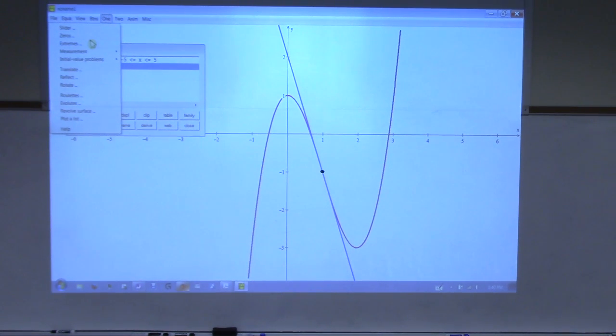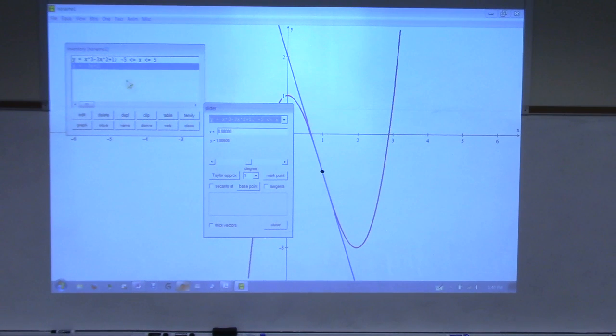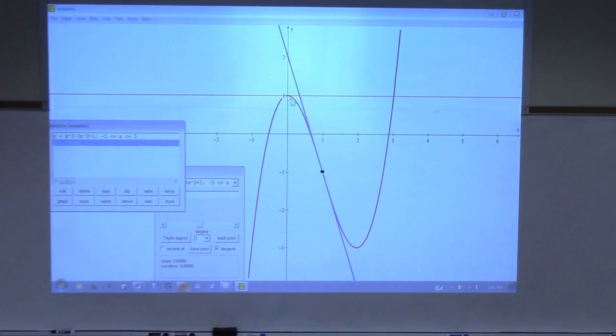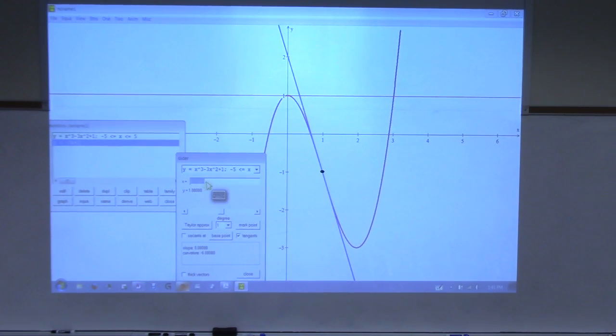Where is it? Slider, I think. Tangent. Base point. I don't know if y'all can see it. See that flat line up there? That's the tangent line that the computer graphed because I told it to go to 0. But I want to move that out to an x value of 1. So if I do that, it just moved it. You can't see it, can you? It's right on top.